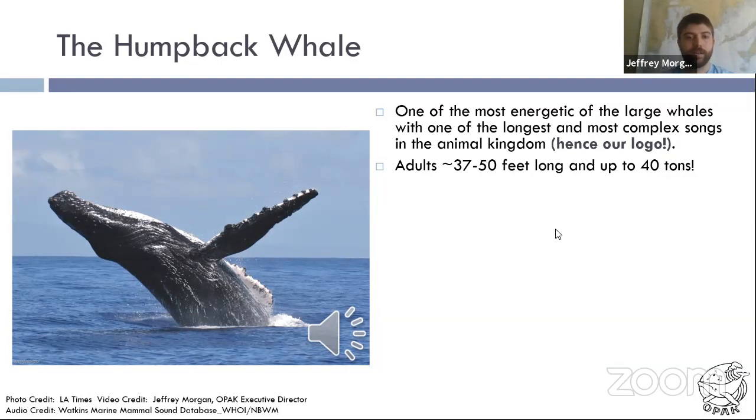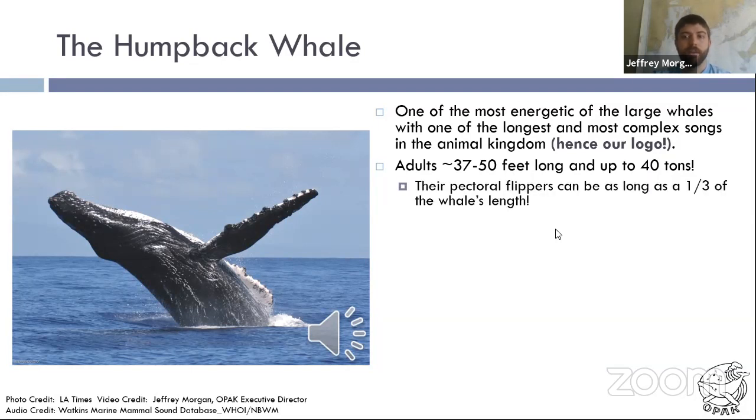The adults are rather large, 40 to 50 feet long, and they can weigh up to 40 tons. Their pectoral flippers, which if you're looking at the picture, are in the middle of their body there, can be about a third of the length of the whale's body. So they're very wide.